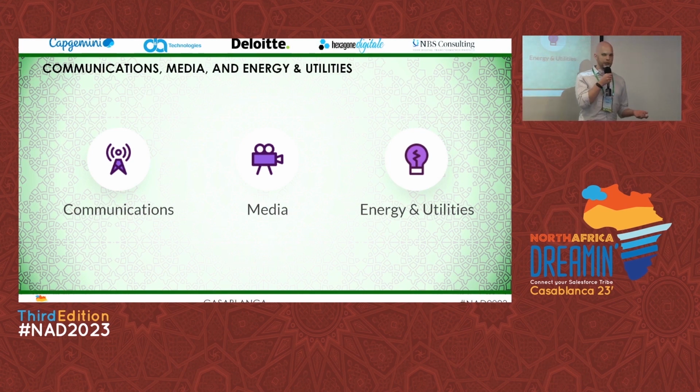And then energy and utilities is like electricity, gas, that sort of thing. All of these things, the fundamental product that they sell is some kind of service. So it's your telco service, your energy service, your subscription to Netflix. These are intangible services. Maybe they also sell some physical goods along with it, but the core thing that they're selling is a service. Because of that, there's a lot of overlap between these industries. And because of that, they all use the same managed package in Salesforce.